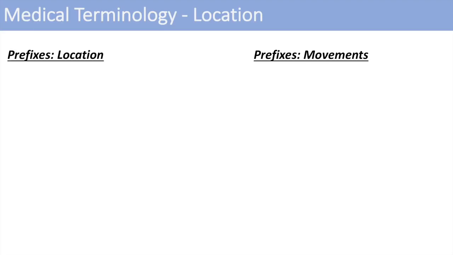For different locations for prefixes, we've got epi, peri, and circum, and these all just mean around, around the location or around the object. So you can think of perimeter, circumference, the epicenter, you're kind of around the center. Different things like that.